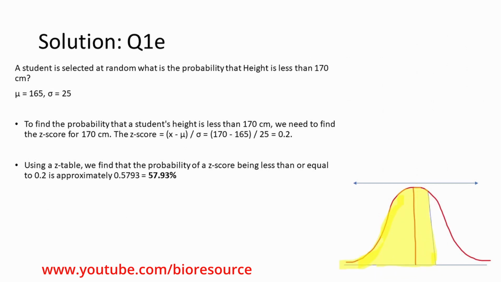Coming to question E, a student is selected at random. What is the probability that the height is less than 170 centimeter? In this case, let's calculate the Z score value. Solving for the Z score, we get a value of 0.2, and the value from the Z table corresponds to 0.5793, which is 57.93%.